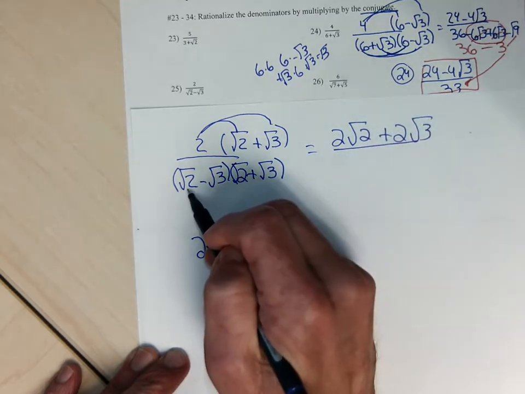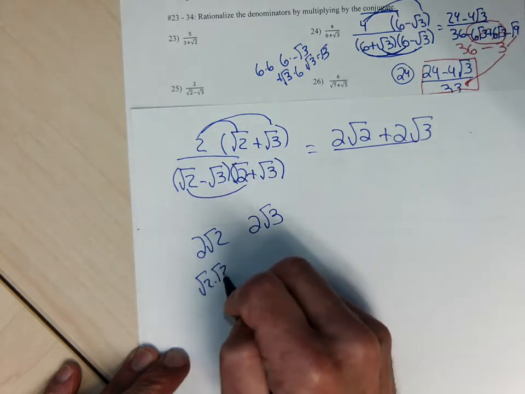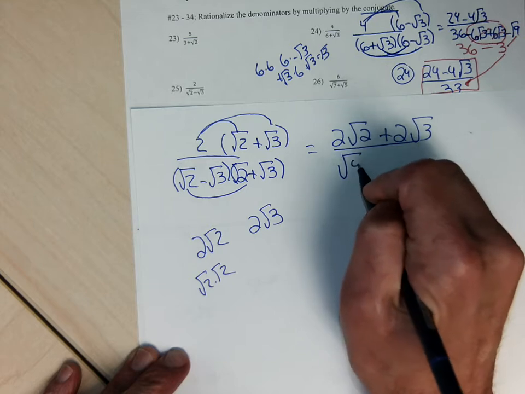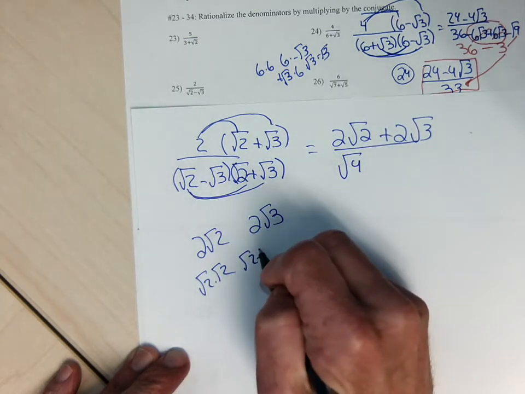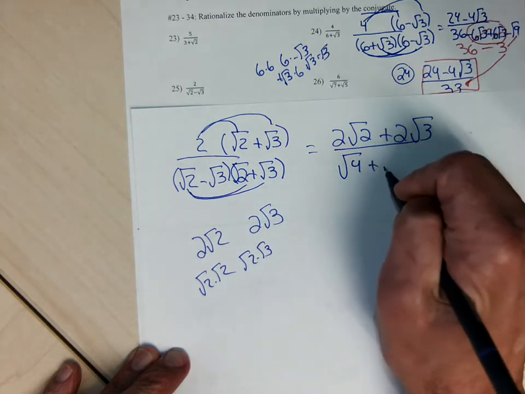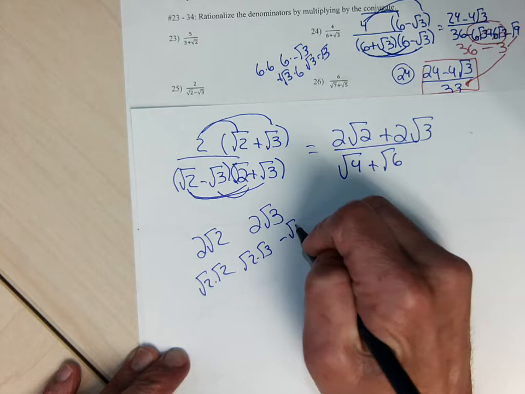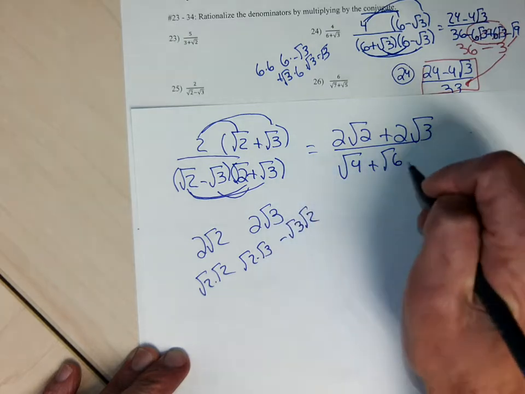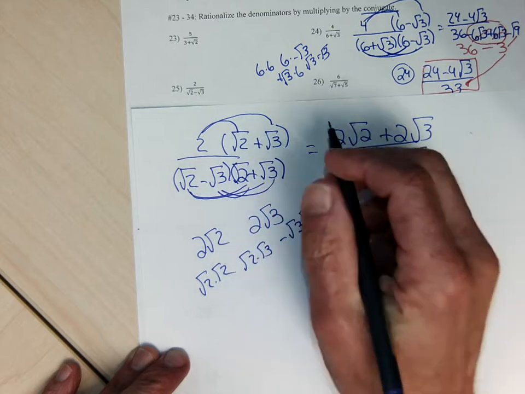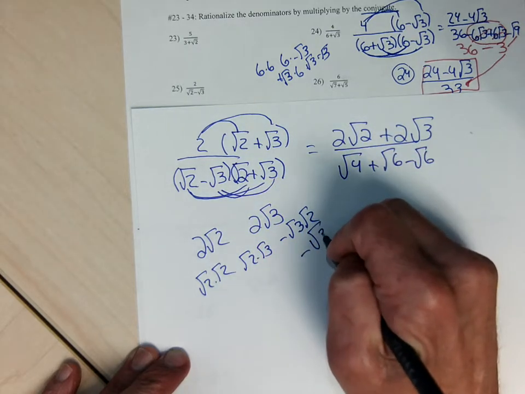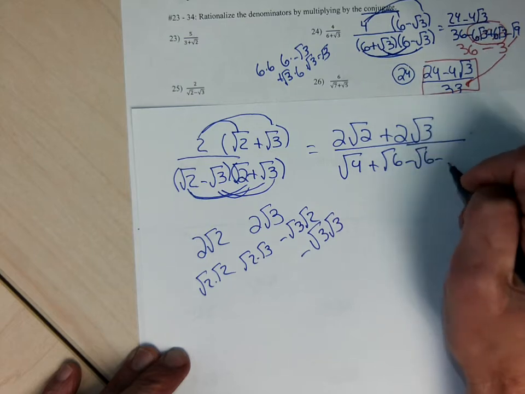The denominator, it's square root of 2 times square root of 2, which is square root of 4. Square root of 2 times square root of 3, which is positive square root of 6. Minus square root of 3 times positive square root of 2, minus square root of 6. And minus square root of 3 times positive square root of 3, minus square root of 9.